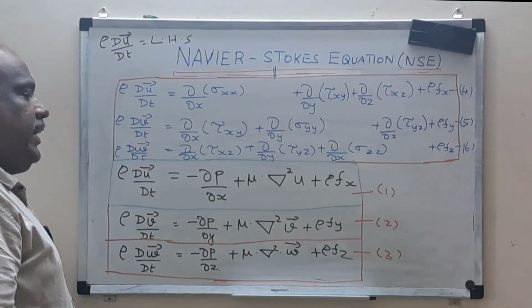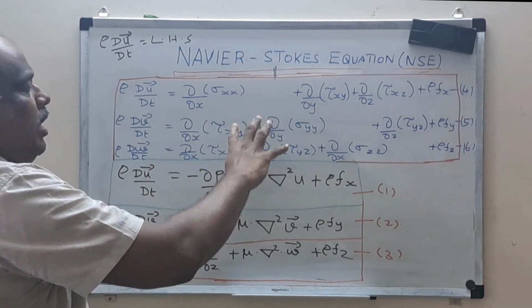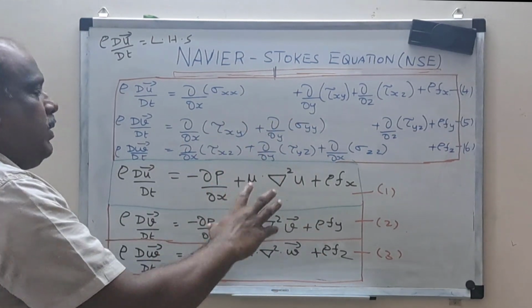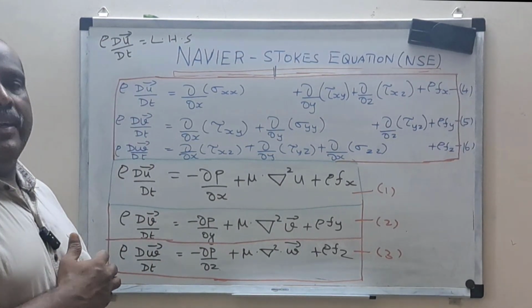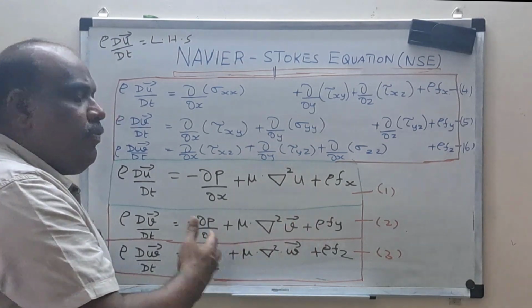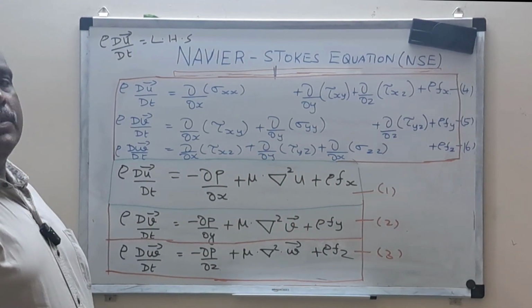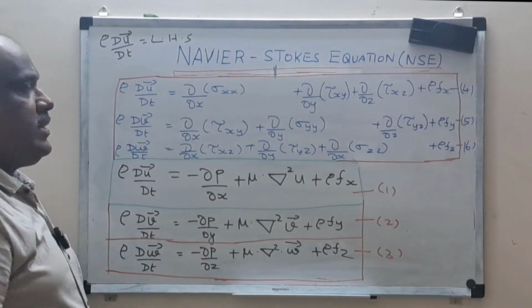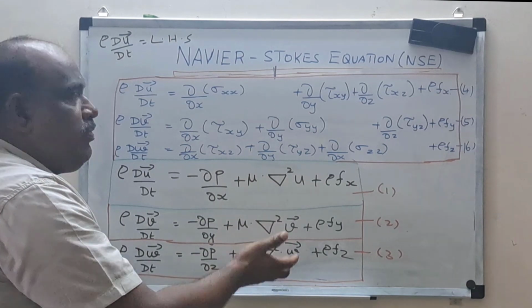Now you can see that whether it is compressible, the general form, and this is incompressible, the left hand side still remains the same. So there's no change in the left hand side. Only we can see the form has been modified in the right hand side when you come to the incompressible fluid, when you are substituting the values for sigma xx, tau xy and tau xz. Finally the expression reduced to 1, 2, 3 from 4, 5, 6.